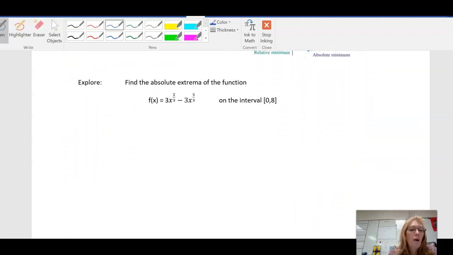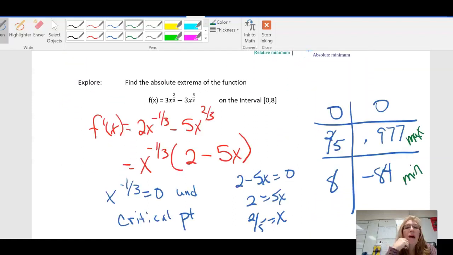All right, I want you to pause and try yours. Okay, I hope you did a good job. First derivative, you took the 2/3 down, you had the -1/3. 5/3 down, -5x to the 2/3. Factoring out what they had in common, which this time was x to the -1/3. You had 2 minus 5x because 2/3 minus 1/3 is 1, correct?